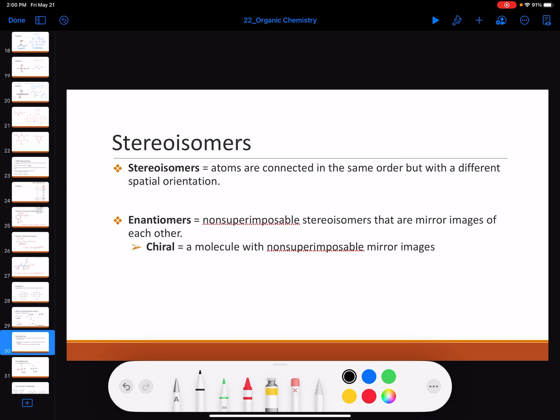Okay, what else? Well, we can also have stereoisomers. These are weird because not only do they have the same formula, they're actually connected in the same order, but oriented differently in space. Okay, a special class of these are known as enantiomers. That's where we have non-superimposable mirror images of each other. Okay, we would say that these are chiral molecules. Okay, what does that mean?